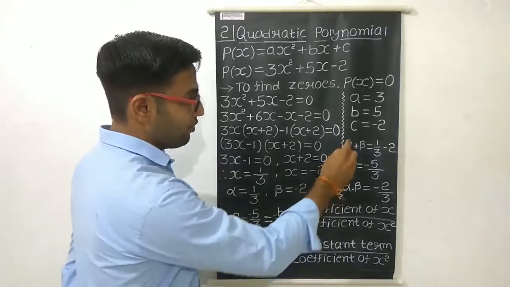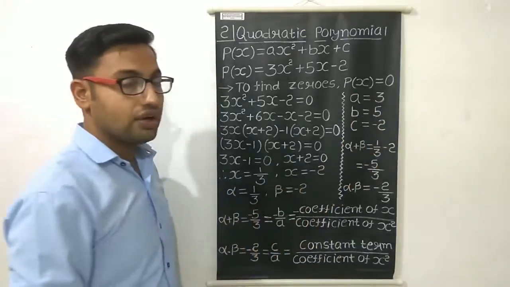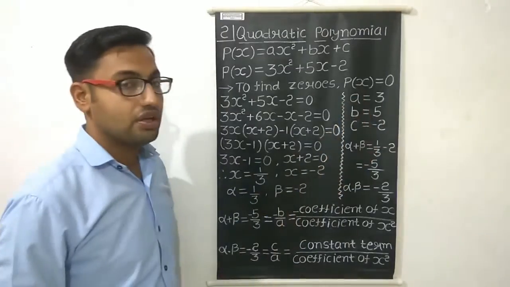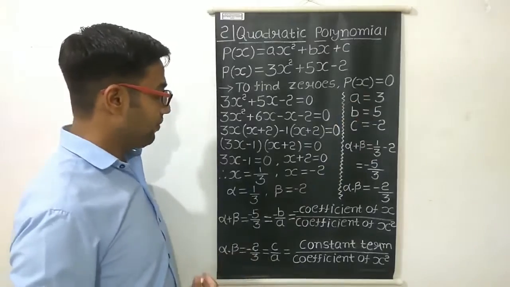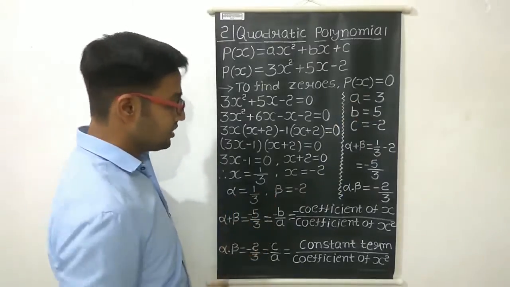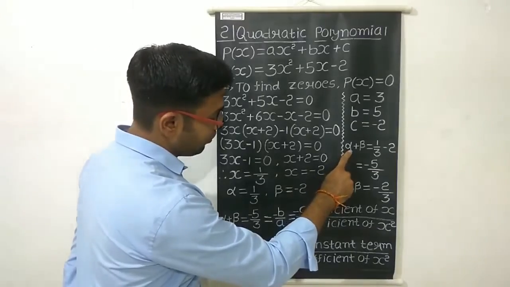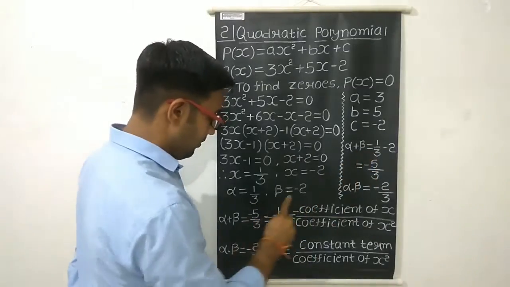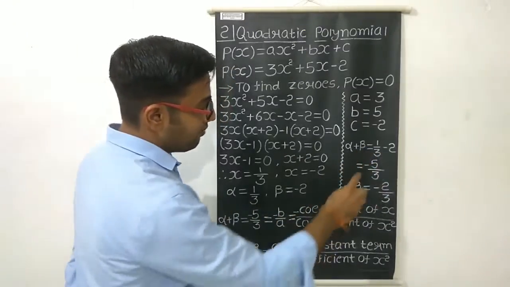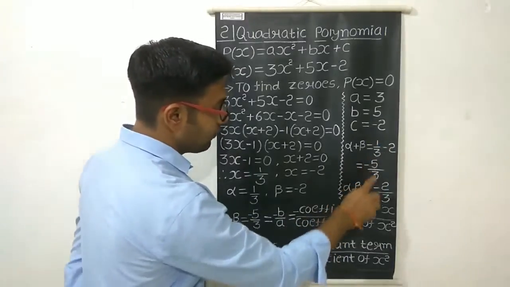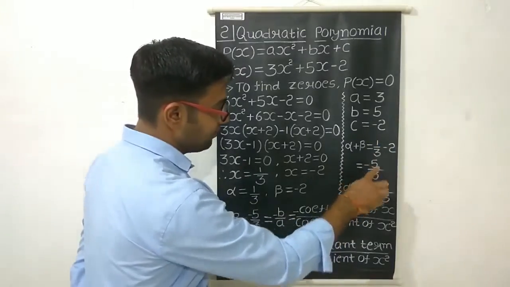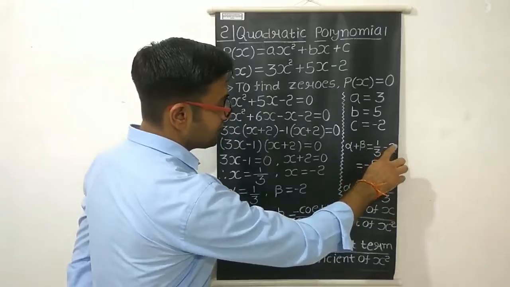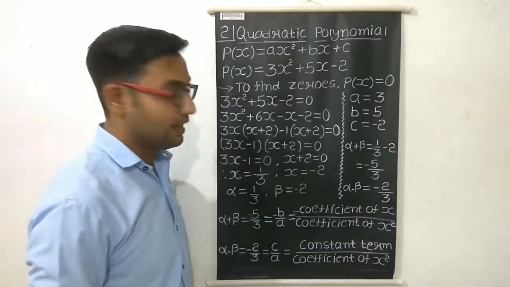Is there any relation between this coefficient and 0? No, currently there is no direct relationship between this 0 and this coefficient. So to define the relationship, what we have to do? We have to add both these zeros. So by adding both the zeros, what we will get? Alpha plus beta we will get 1 upon 3 minus 2. And by simplifying this, what we will get? Minus 5 upon 3. Because 3 is the LCM. And we have to multiply this 2 with 3. 3 2s are 6. 1 minus 6 upon 3, that is minus 5 upon 3.